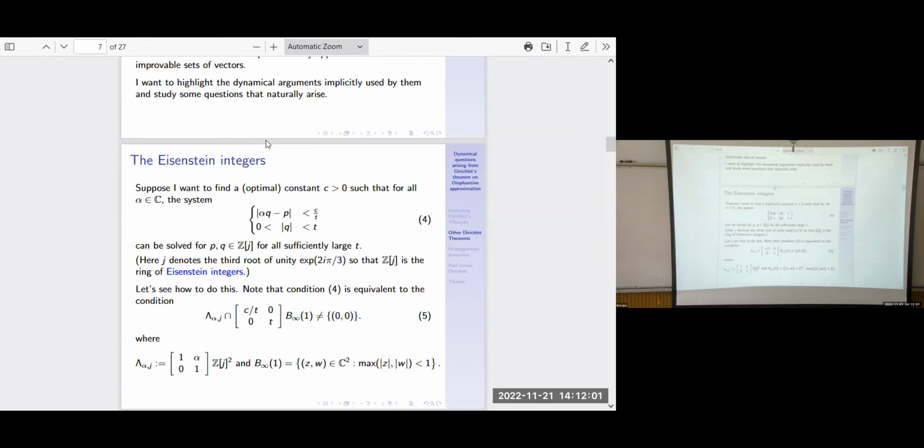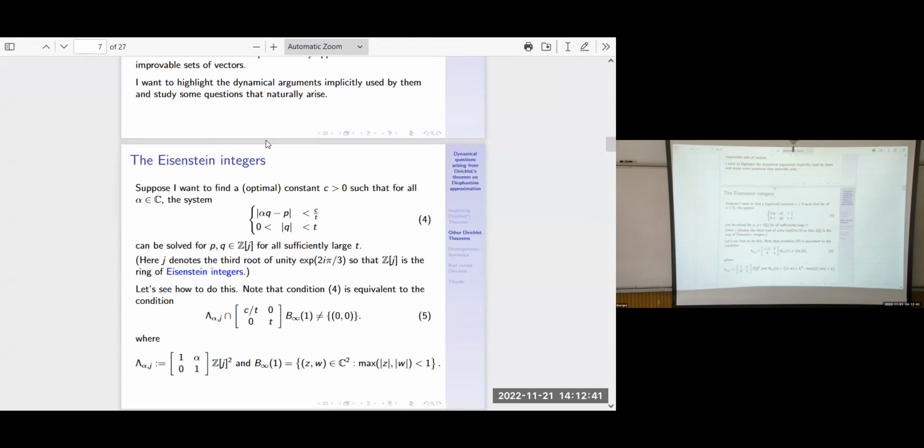So you can talk about Diophantine approximation. Okay. Say we want to prove a Dirichlet theorem. Say I want to find an optimal constant C such that this system can be solved for all P sufficiently large, with P, Q belonging to Z[J]. Is it clear? So now it's weird. This pigeonhole is again kind of weird here.